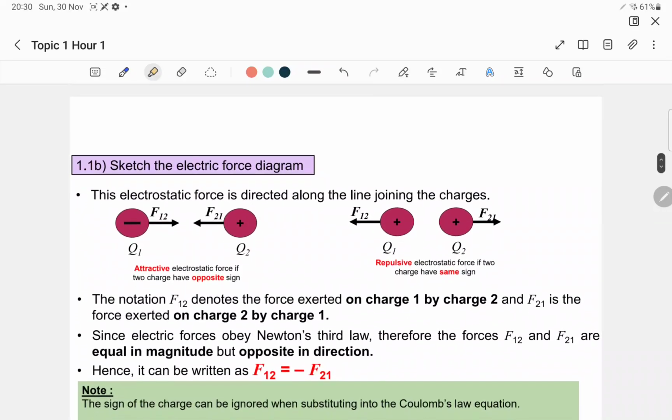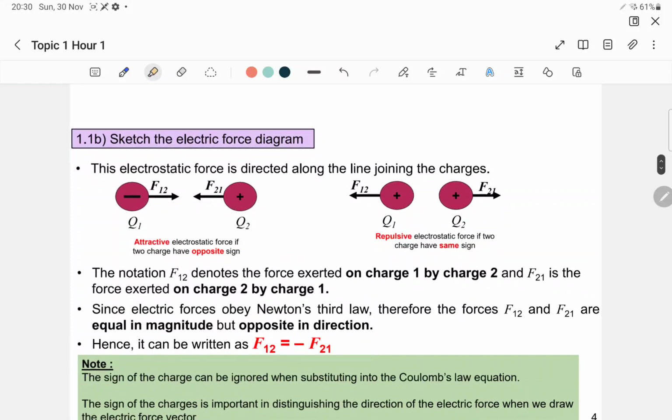And then the interaction. In order to sketch, you will have two interactions. If we have the same charges, they will repel. So same charges, for example positive and positive, will repel. Opposite charges, positive and negative, will attract toward each other.